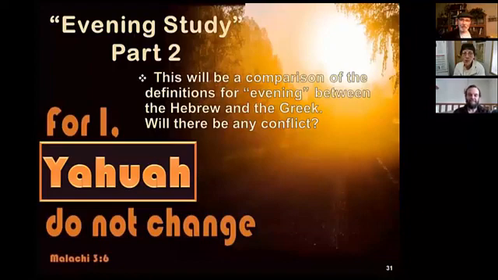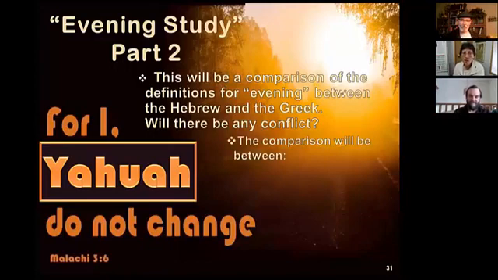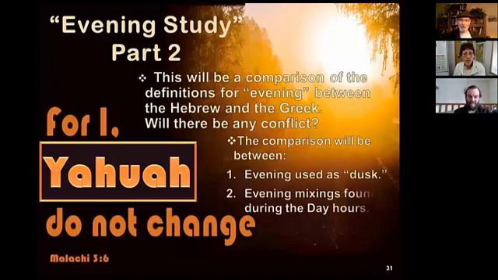So we're going to be doing a comparison of definitions for evening. We're going to look at the Hebrew and the Greek, and we're asking the question, is there going to be any conflicts whatsoever with the comparison between evening used as dusk, or is there going to be a conflict with the evening mixings found during the day hours? Remember, we had this little conflict, it looked like it, with the quail in Exodus 16. So we're asking a question, is there going to be any conflicts in the New Testament or even in the Old?